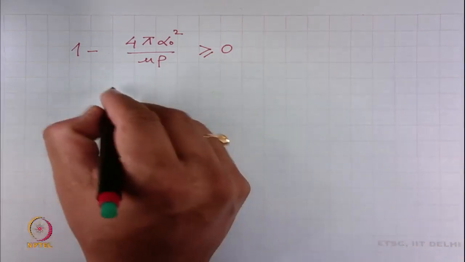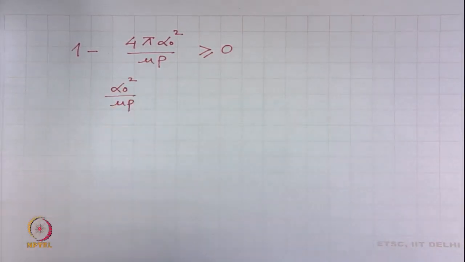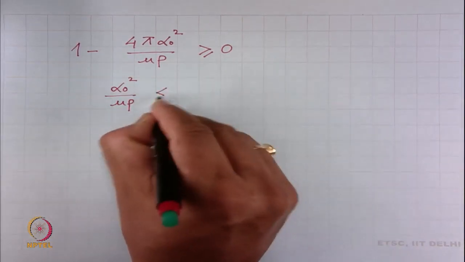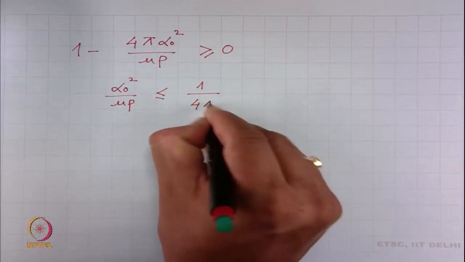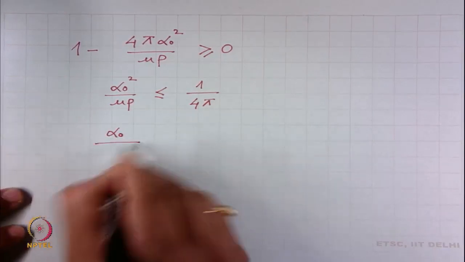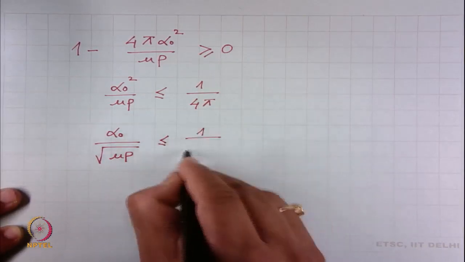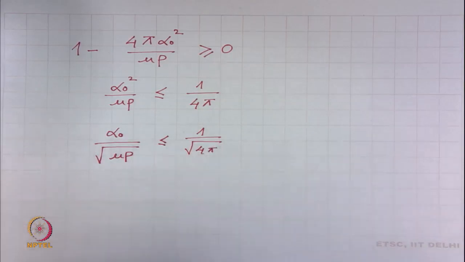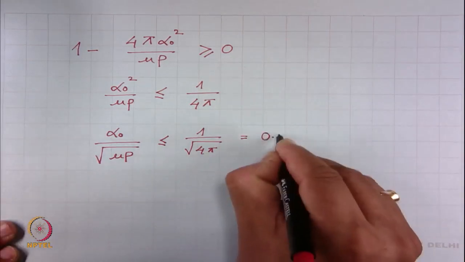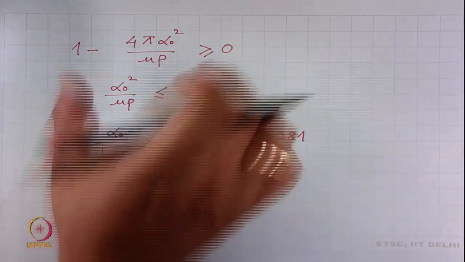So, this must be less than or equal to 1 by 4 pi. If we take the root, this must be less than or equal to 1 by root 4 pi. What is this value? This value is equal to 0.281, right.